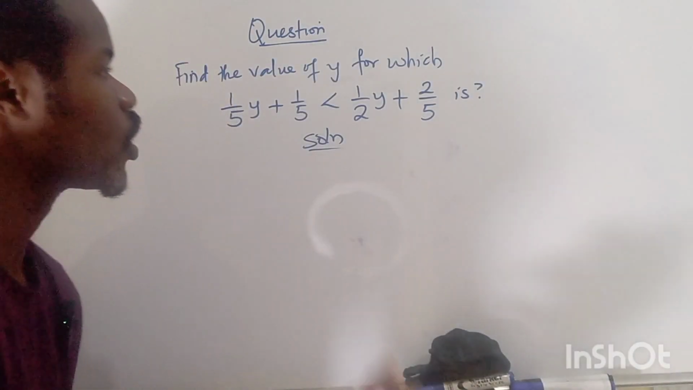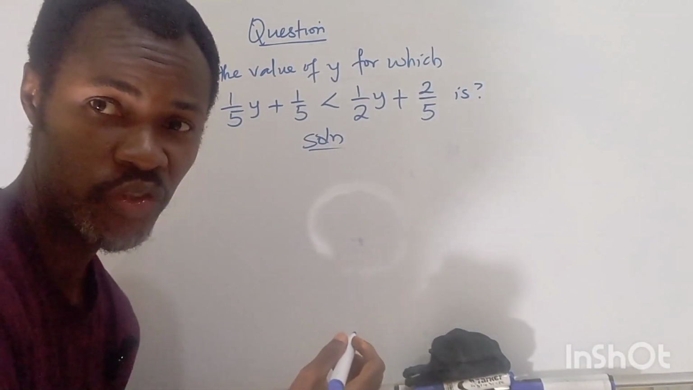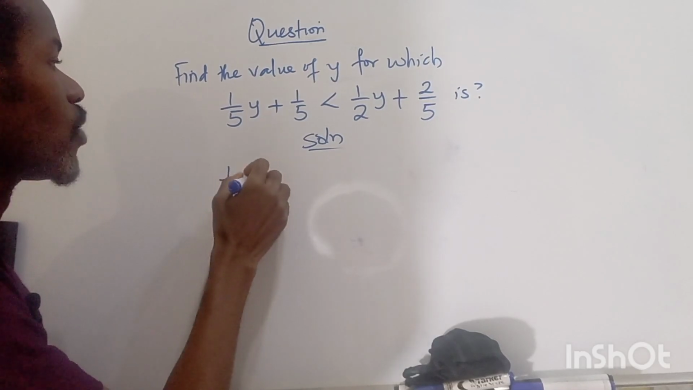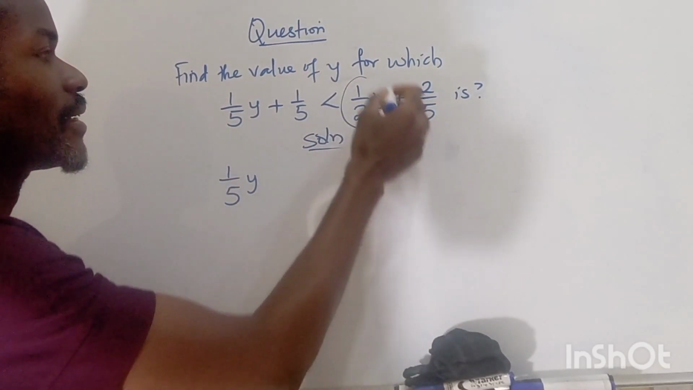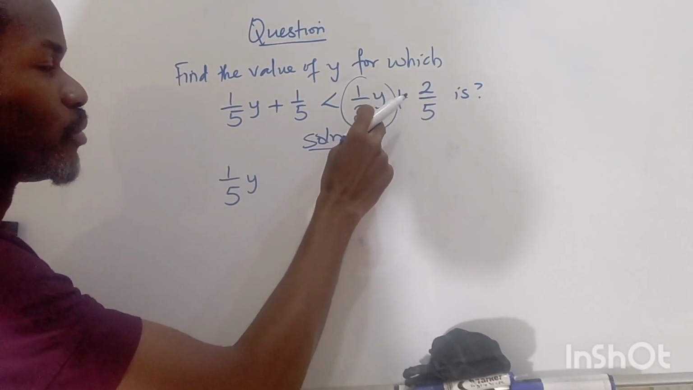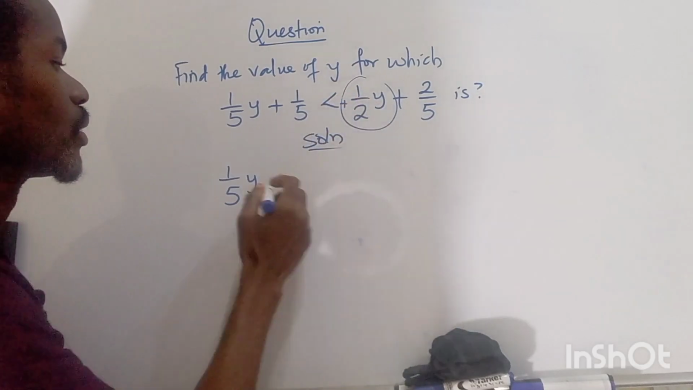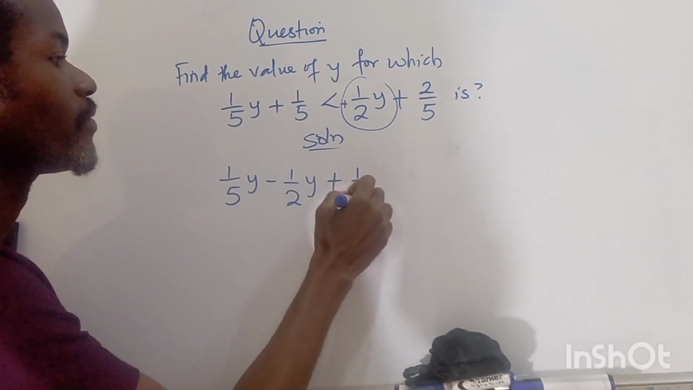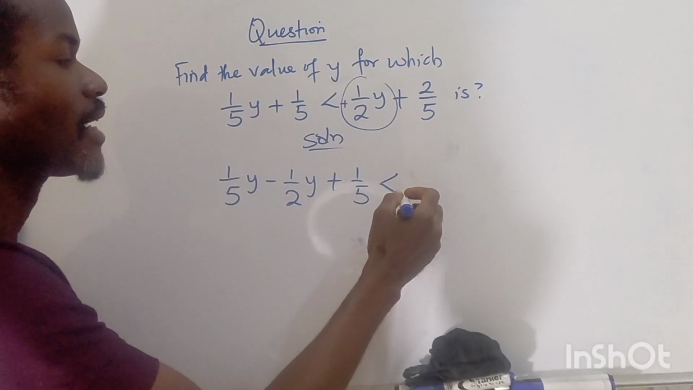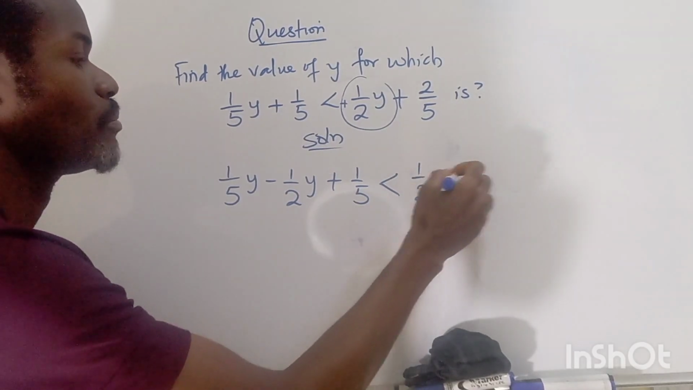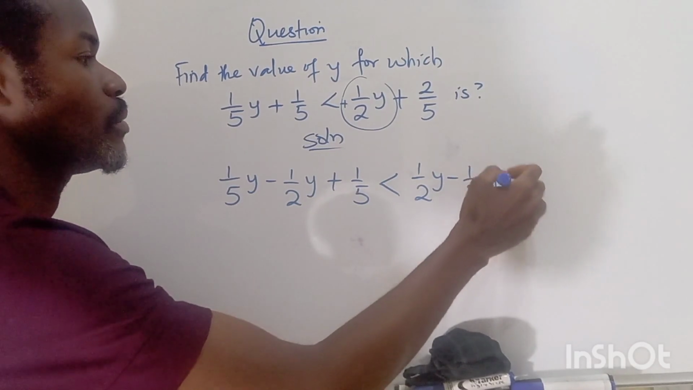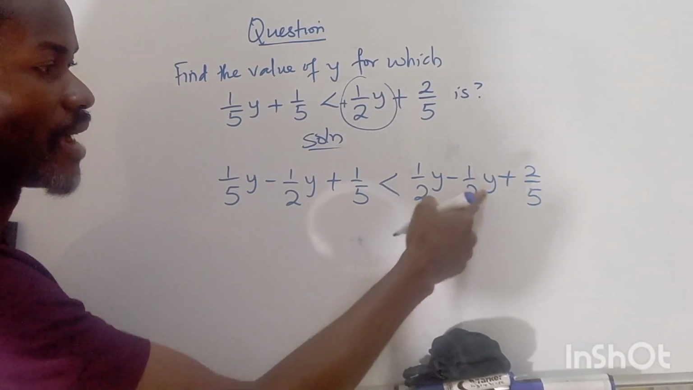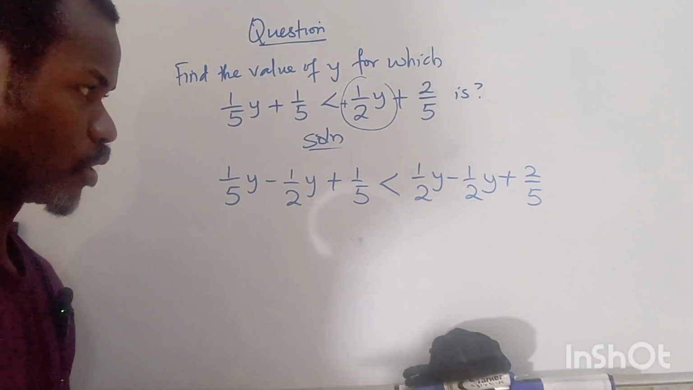Now, for the second approach, all we need to do is go straight to collect what? Like terms. So I have 1 over 5y. Now, this is alike, so we are going to subtract this from both sides, as a plus here. So we have minus 1 over 2y, plus we have 1 over 5. This is our less than sign. So we have half y minus half y plus 2 over 5. Remember, I'm subtracting minus half y from both sides. So what do we have left?